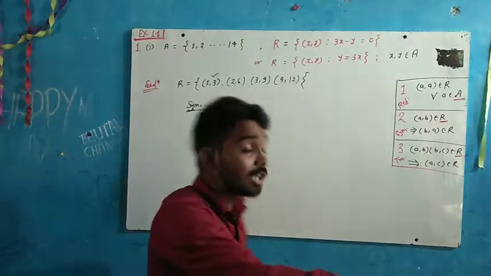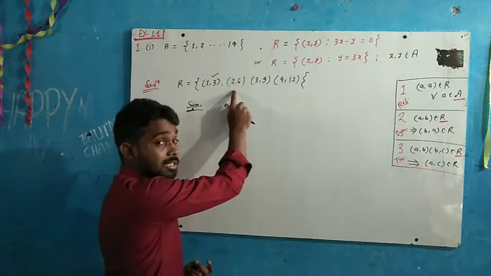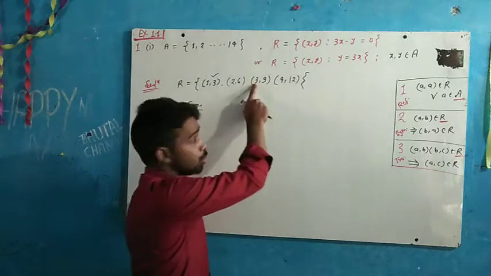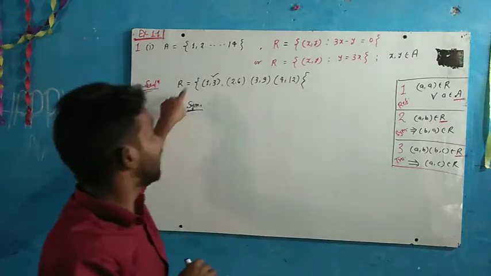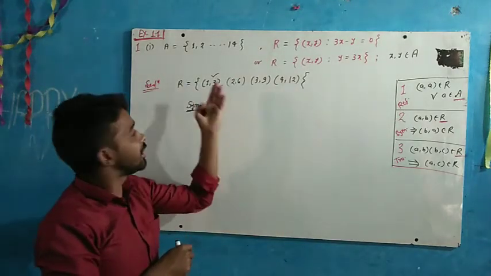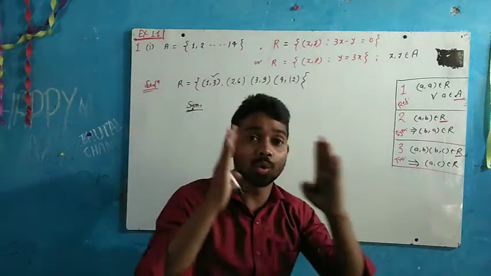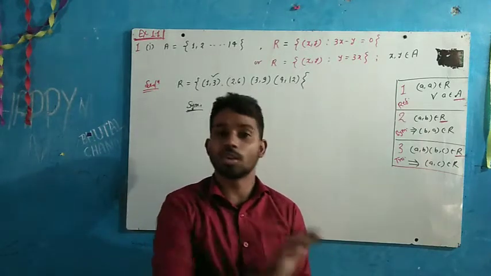In symmetry we have to check each element. Suppose (3, 1) is present, then we go to the next, (2, 6), and for (2, 6), (6, 2) should be present; (3, 9), (9, 3) should be present; (4, 12), (12, 4) should be present. It means we have to verify each element of relation R. But here, in the first case itself, we saw that (3, 1) is not present, so there is no need to check the remaining elements. Clear? It is not symmetric.